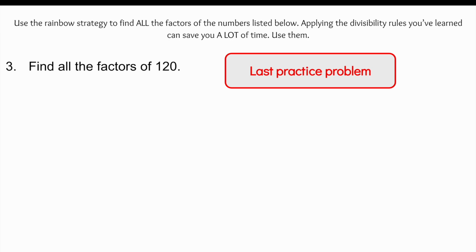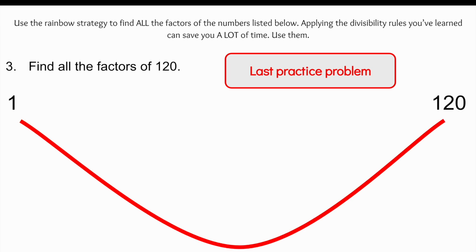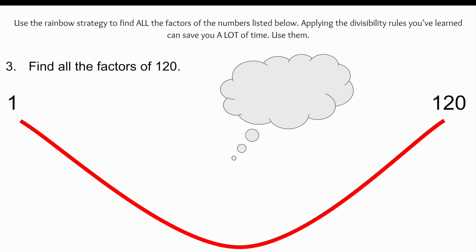We start with 1 because, again, 1 is a factor of every single number. 1 times 120 equals 120. They're both factors. Now let's check if 2 is a factor. We're going to check to see if the number is even. So let's look at the ones place. Yes, this is an even number, so 2 is a factor.